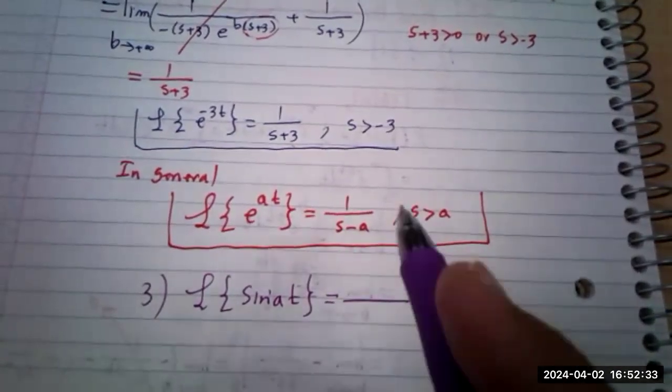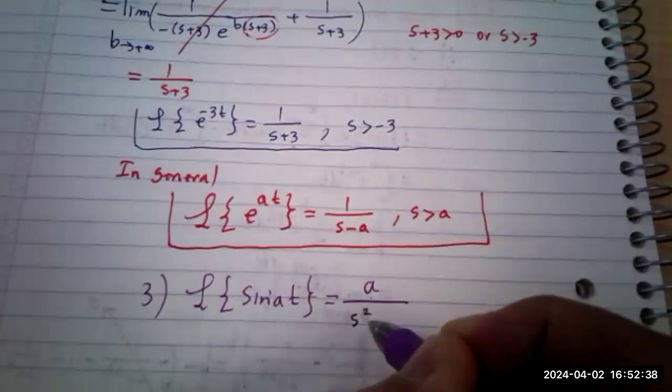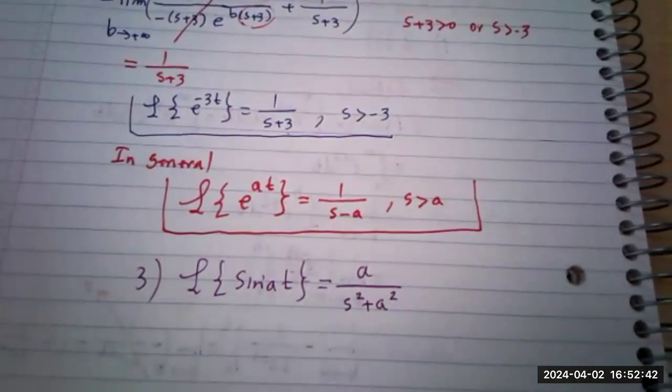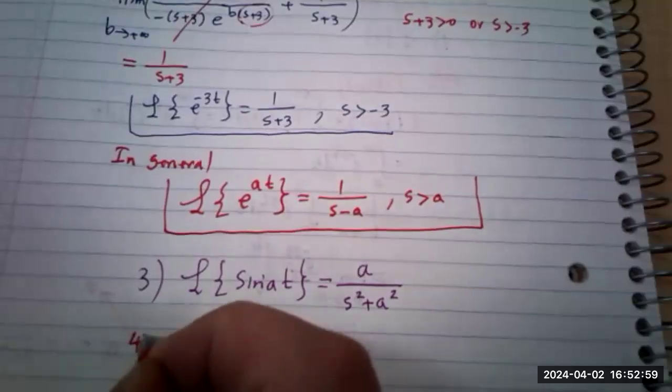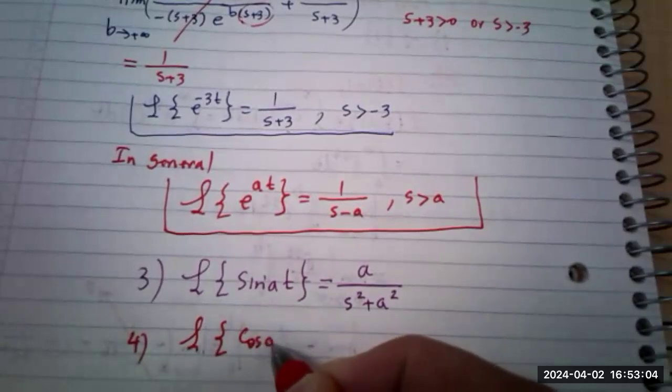So this would be a over s squared plus a squared, the coefficient over s squared plus a squared. I'm sure that you're going to use it over and over and over. A is the coefficient, and the bottom one is s squared plus a squared. It's not difficult to do it. It takes time to do those integration methods. Okay, that's number three. Then, of course, number four is the cosine. You can use the differentiation later to find it. Cosine of at.